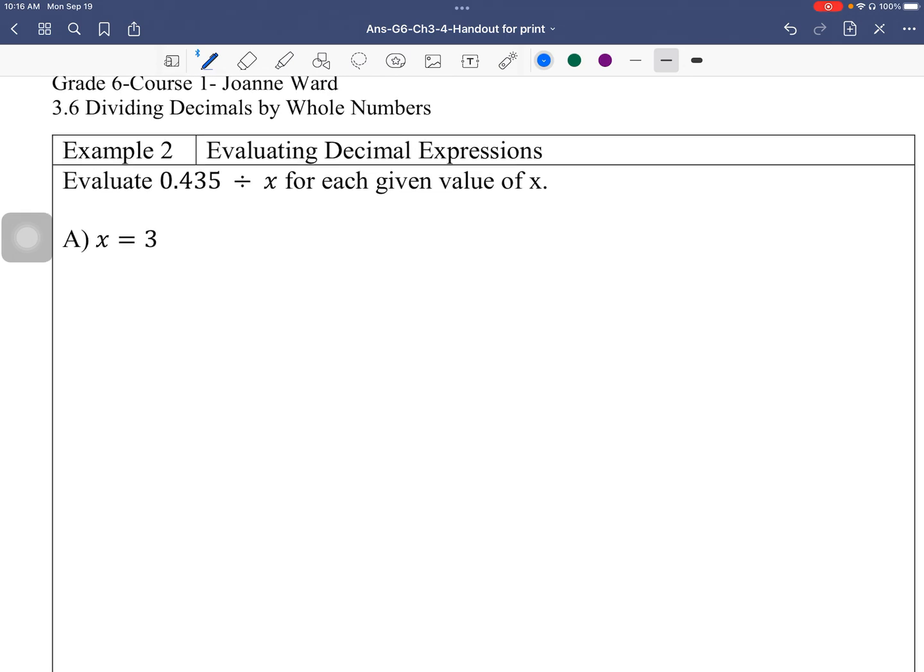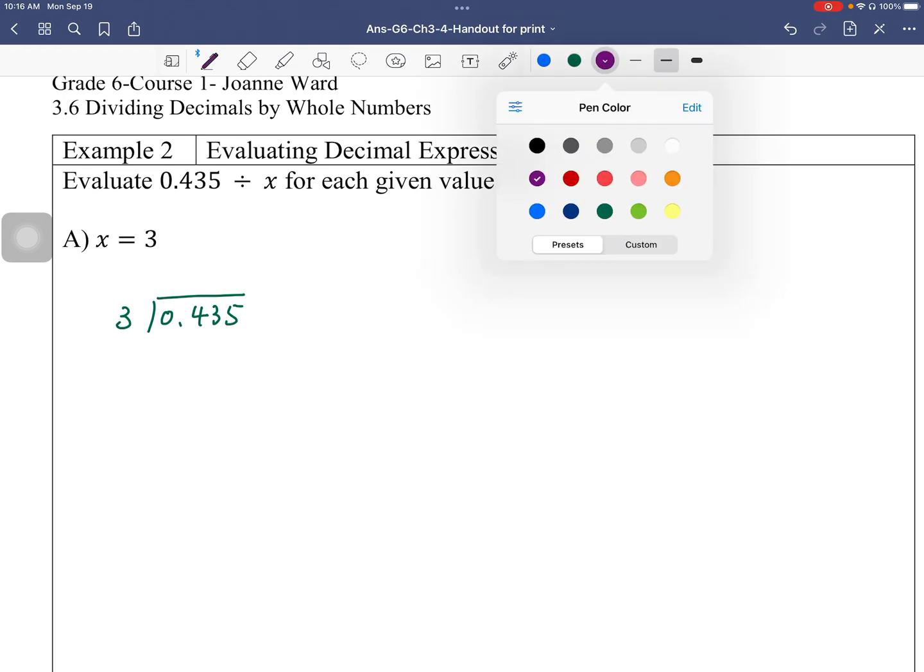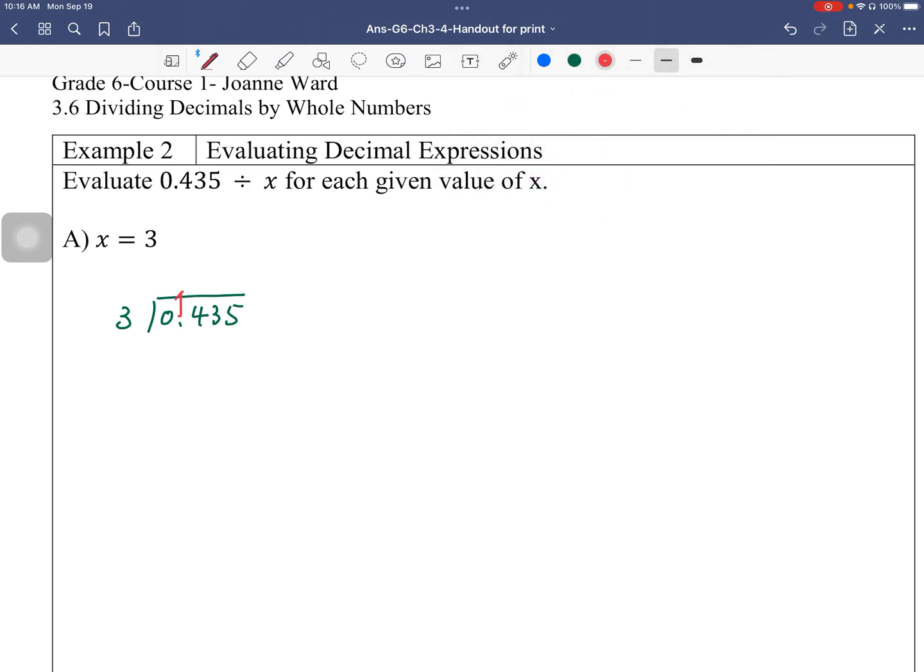And then now I want to evaluate 0.435 divided by 3. So place the decimal point directly above. And then there's a 0, 3 ones, 3, 13, 4 times 3 is 12, 15, 5 times 3 is 15. So this is 0.145.